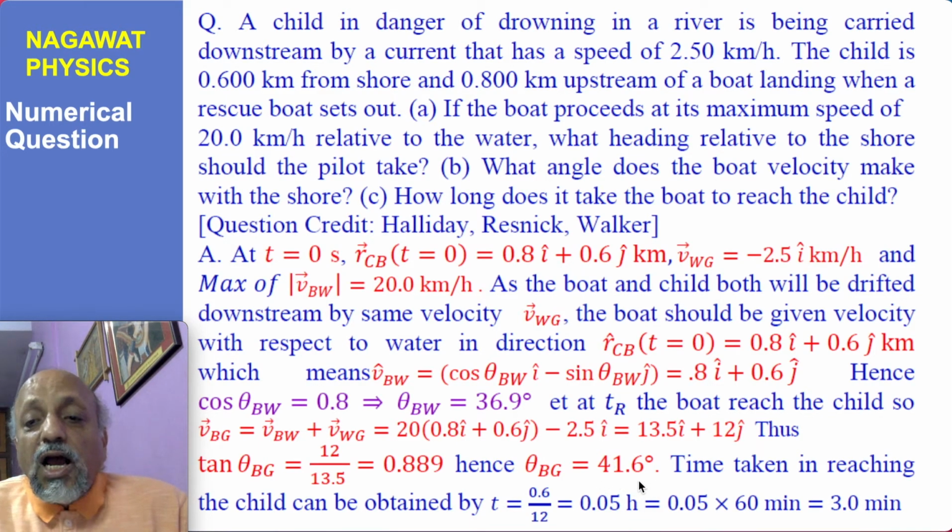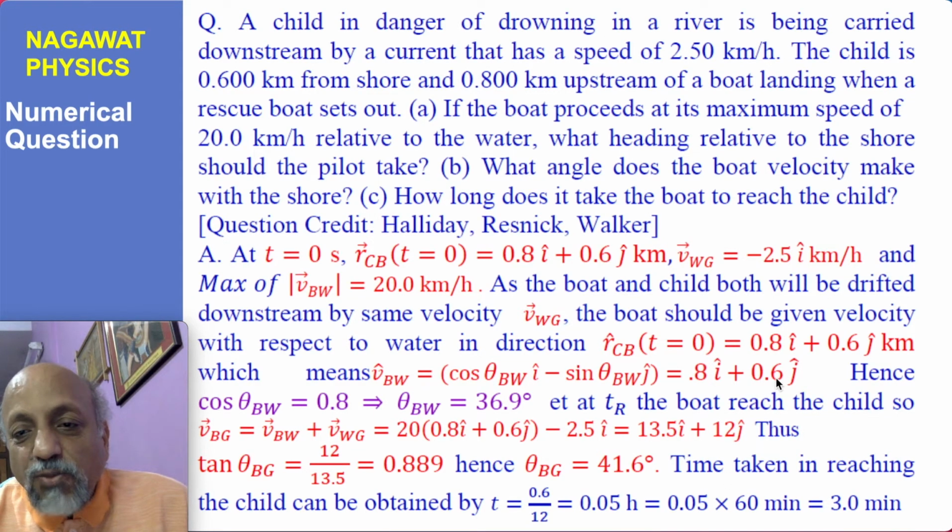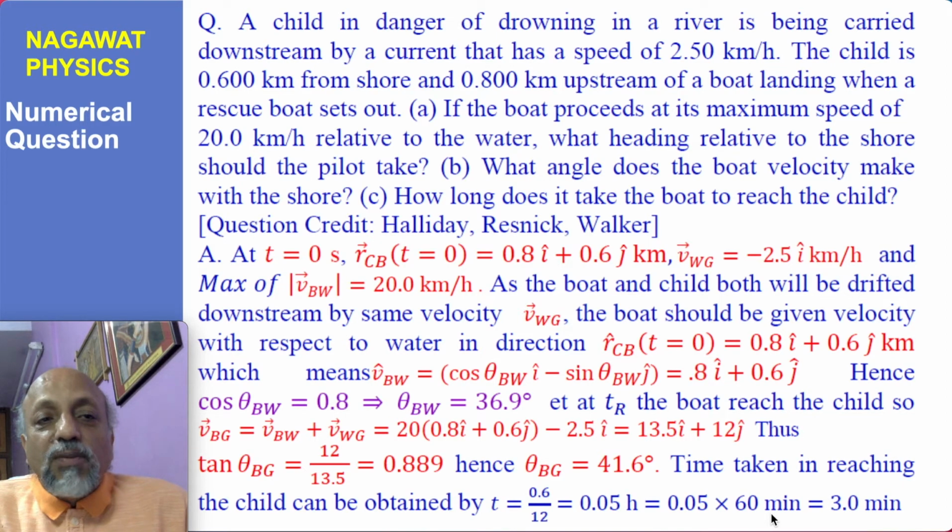And for the time taken, you can consider the y component direction to find it easily. The displacement in the j direction required is 0.6 and the velocity in the j direction is 12, so it is 0.6 by 12 hour, or 0.05 hour. You can convert it into minutes by multiplying by 60. So 3 minutes is the answer.